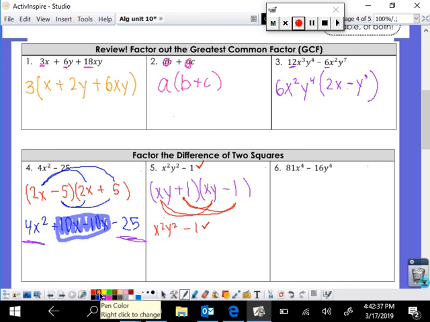Okay. Number 6. 81 is a perfect square. 16 is a perfect square. We've got subtraction, and we have even exponents. So we know that this is a difference of squares. So the square root of 81 is 9. X to the 4th, the square root of that would be x squared. We would want minus, the square root of 16 is 4. The square root of y to the 4th would be y squared. So now we're going to write that same binomial, but with a plus sign. So 9x squared plus 4y squared.